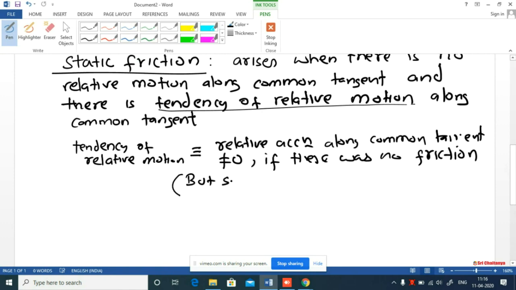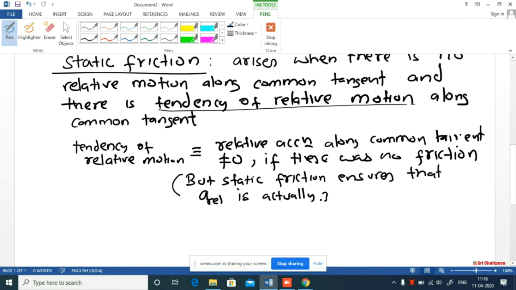But static friction ensures that a relative is actually zero, right? So just have a look here again. What do we mean by tendency of relative motion? We are saying that if there was no friction, then a relative would have been non-zero, but static friction arises and it ensures that a relative is actually zero. If you have this kind of case, then we say that there is tendency of relative motion, and this gives rise to static friction, right?